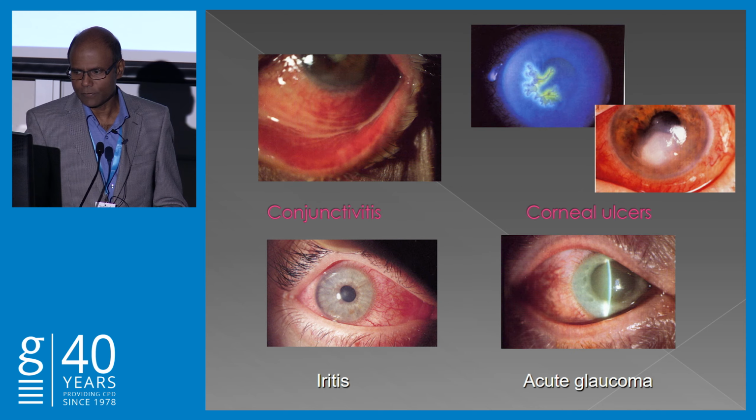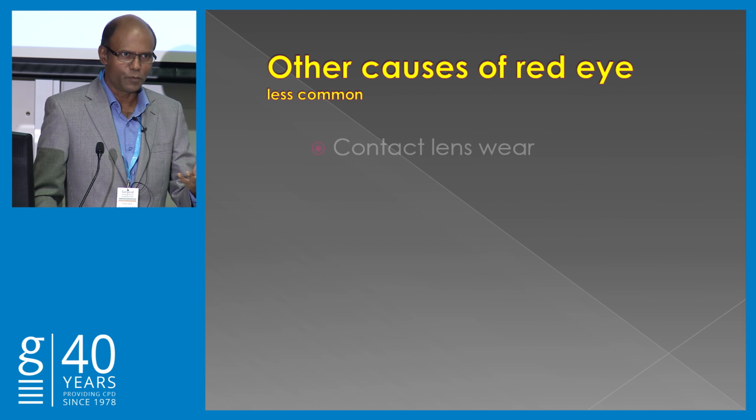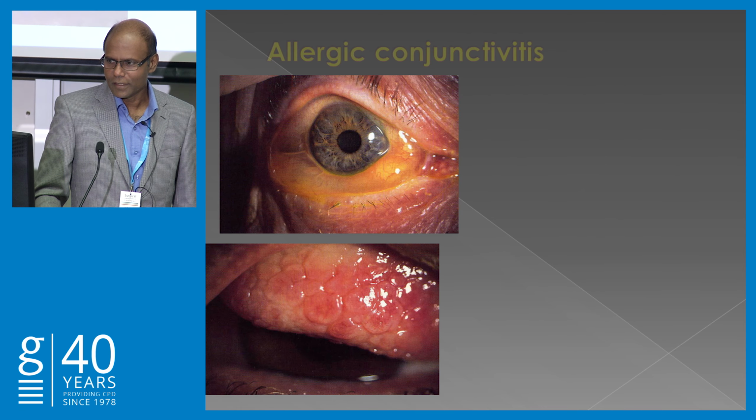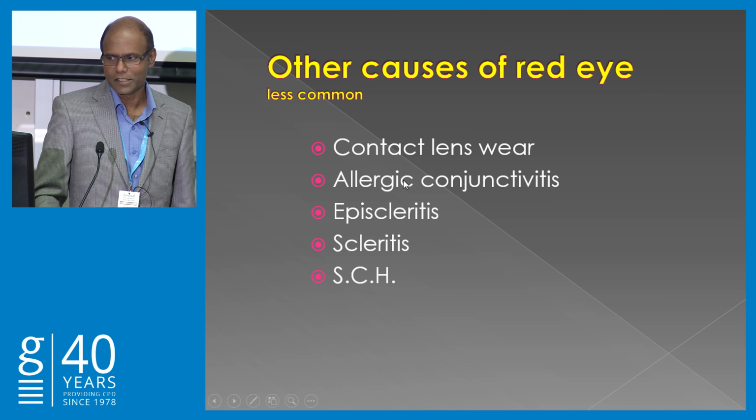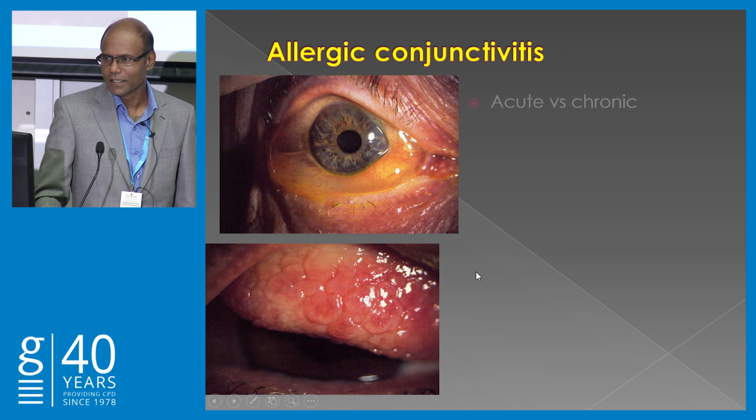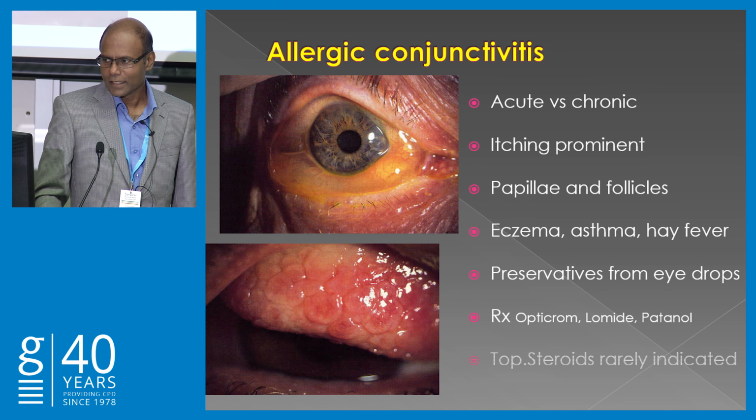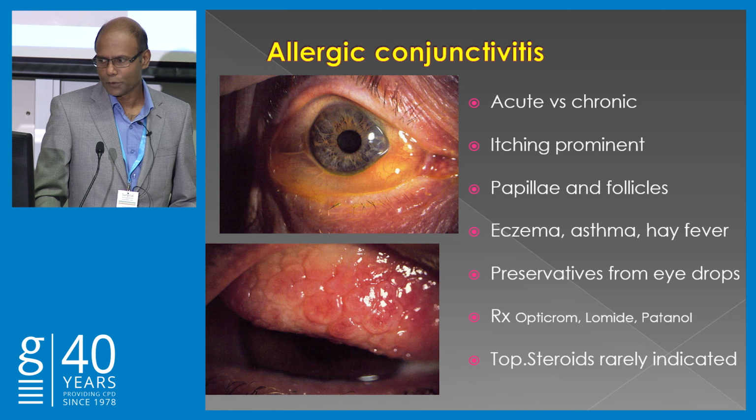So these are the causes of acute glaucoma. Then there are other causes. Probably I will just tell. These conditions also can cause red eye: allergic conjunctivitis, episcleritis, and scleritis. They present like that. So you can use Opticrom, sodium cromoglicate.